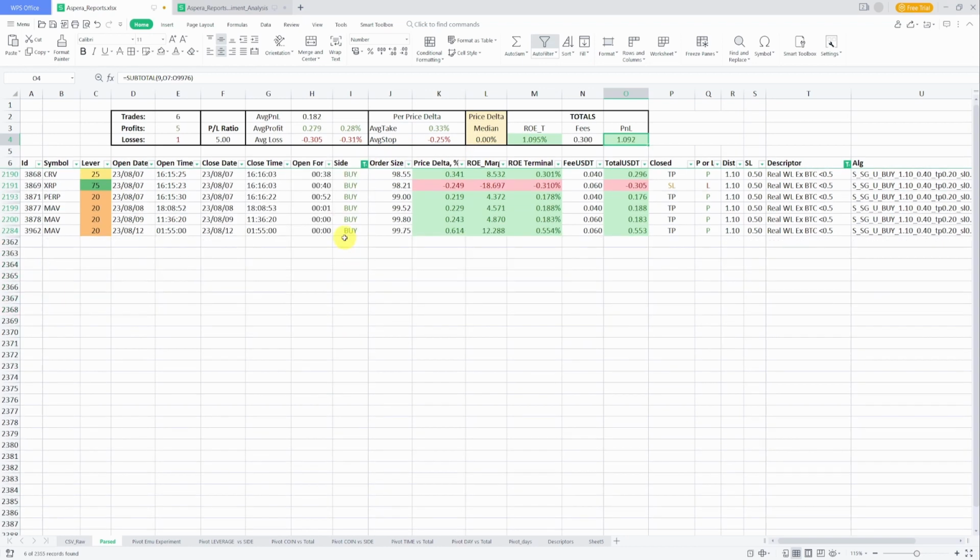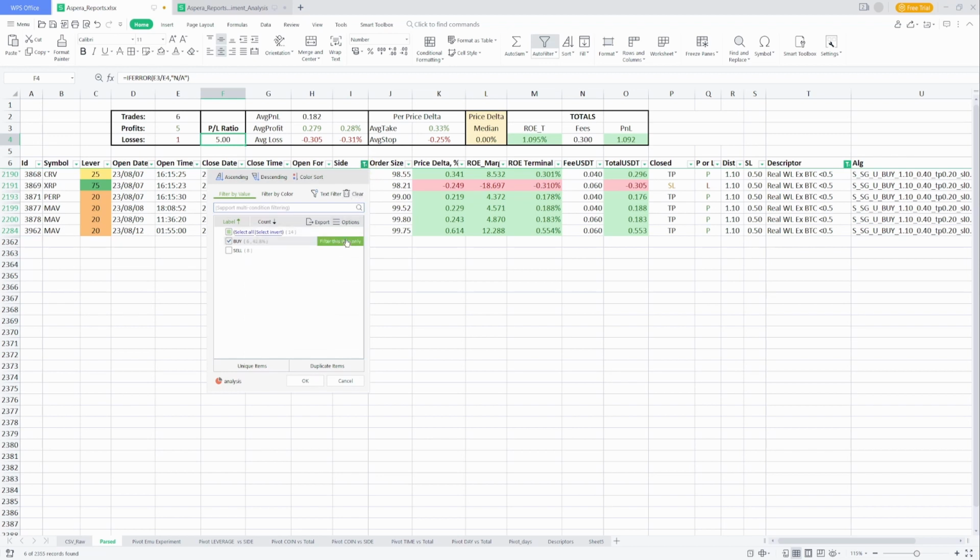If we go to buy, we have a profit to loss ratio of 5. We've got 1 loss here on XRP. It's not that big of a loss, it's only 0.3, and the rest are profitable, which gives us a total P&L of just a bit over 1 USDT. Remember, profit to loss ratio of 5.